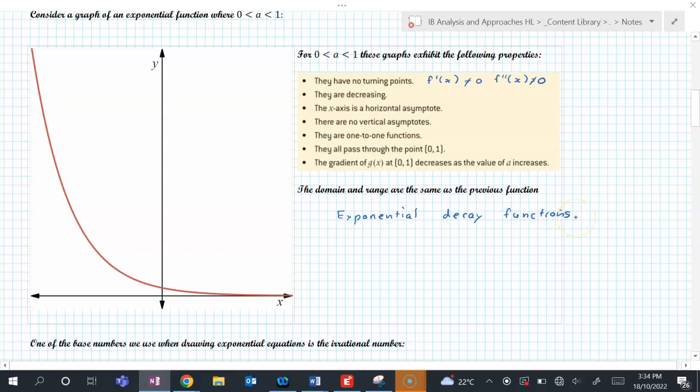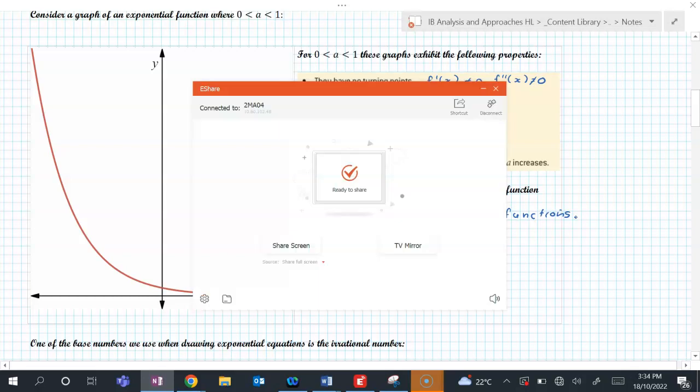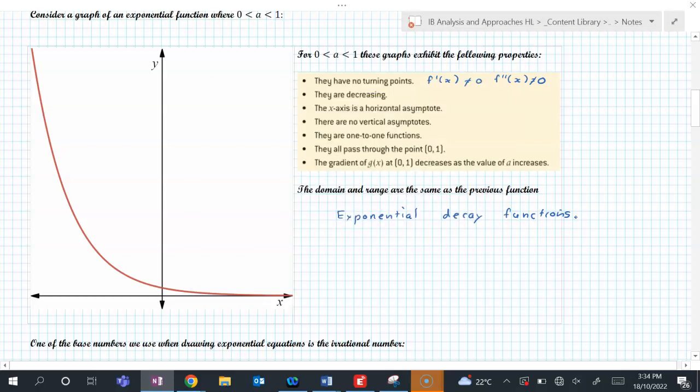Okay. Now, if we think about it for a moment, I said that these are the reflection of the previous ones in the y-axis. So let's think about why. Let's say I had 1 on a to the power of x, where a is greater than 1. Well, this would be a to the minus 1 all to the power of x. And so it would be a to the power of minus x.